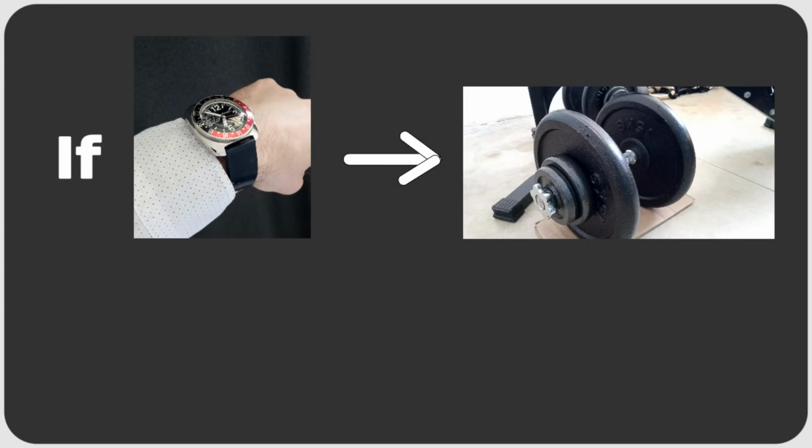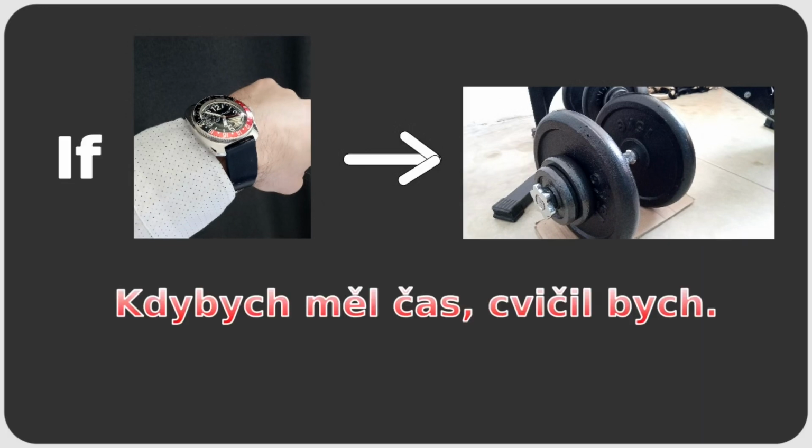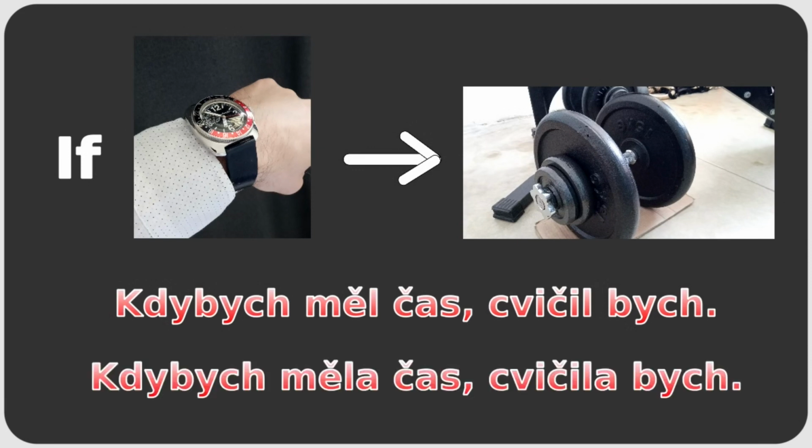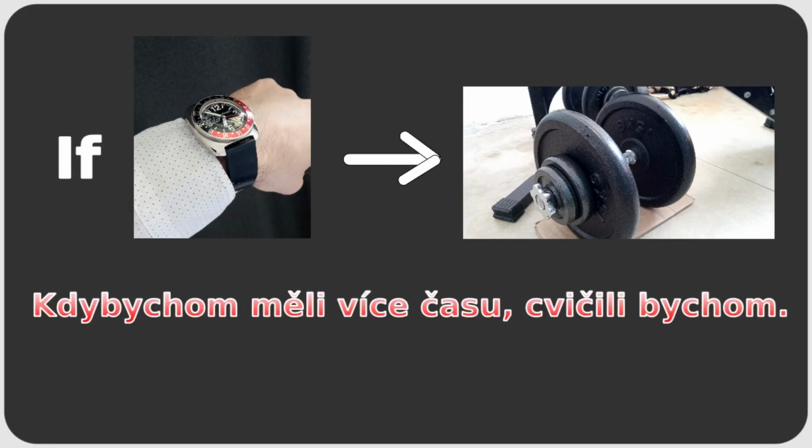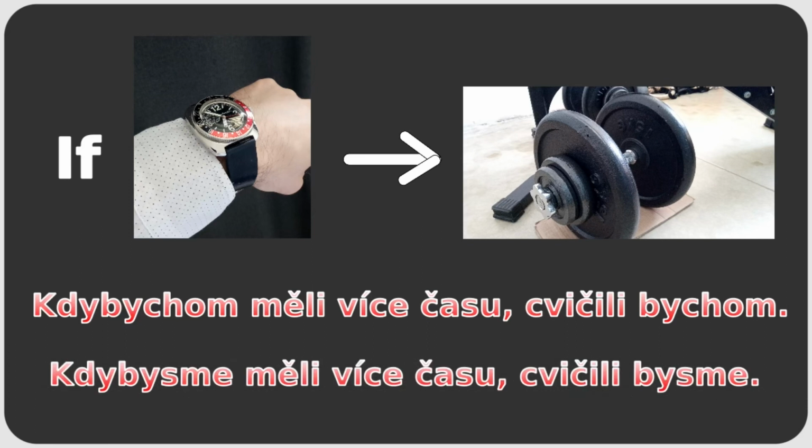Let's say, for example, if I had time, I would exercise. Masculine, kdybych měl čas, cvičil bych. Feminine, kdybych měla čas, cvičila bych. If we had more time, we would exercise. Kdybychom měli více času, cvičili bychom. Or, kdybychom měli víc času, cvičili bychom.